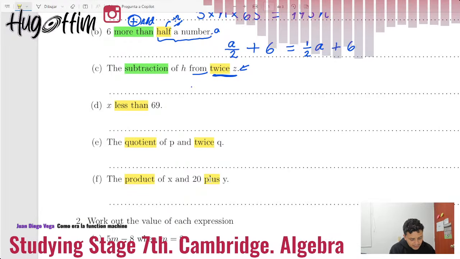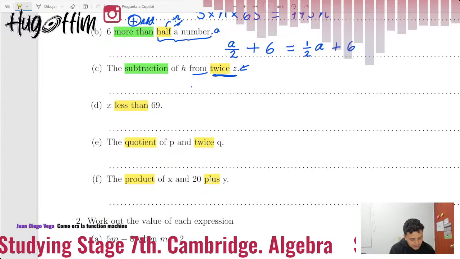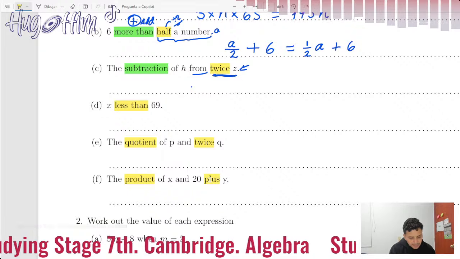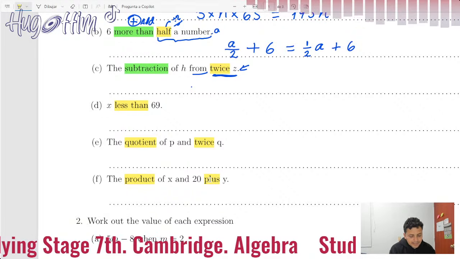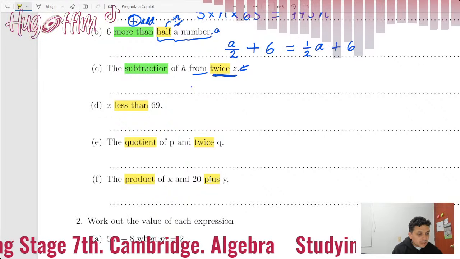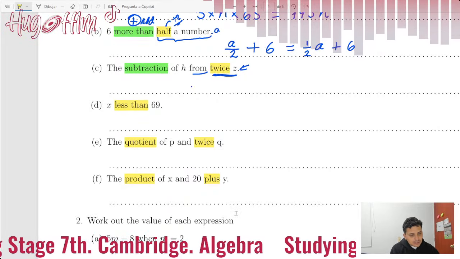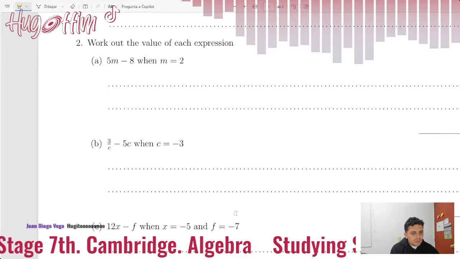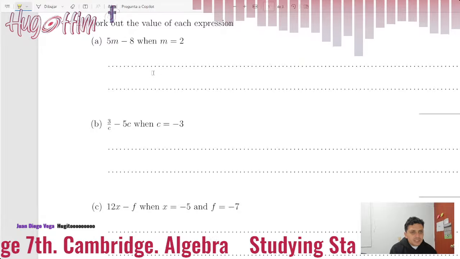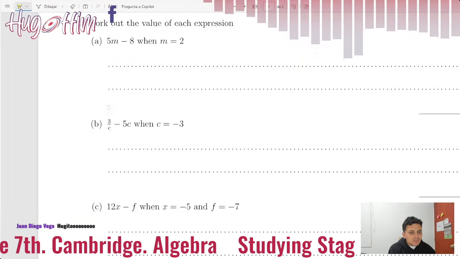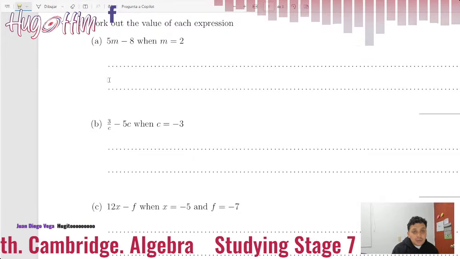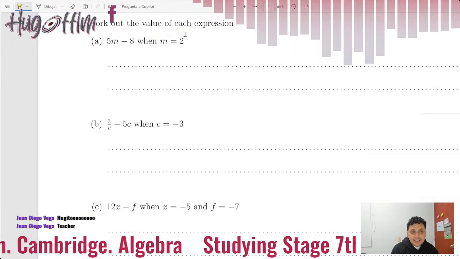The next part that we're going to work on is about working out the value of the expression. Okay, in a minute I'm going to do work out with function machines. Work out the value of each expression. So when you want to work out the value of an expression, what you need to do is substitute the variable by the number that is given.